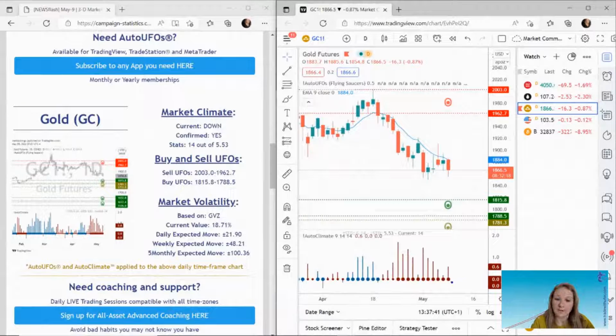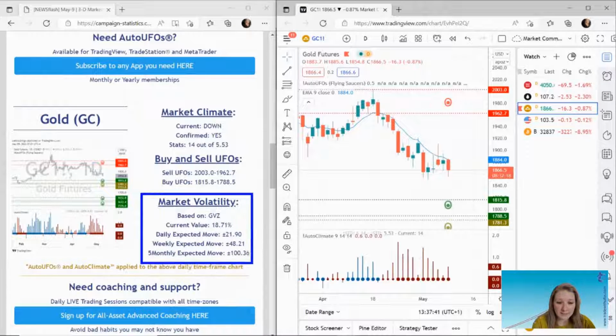So gold, thick red dot, probability down. Now we have moved to the downside for longer than we usually would. We have kept going down for longer than is normal, but we do still have probability down. We don't have buyers until down here. They are at 1815.8 to 1788.5. And we have sellers up here at 2003 to 1962.7. For the time being, we have overall probabilities to the downside here with gold.